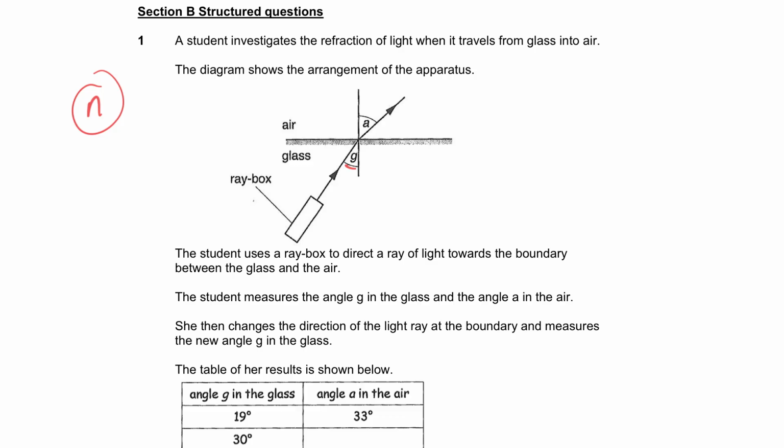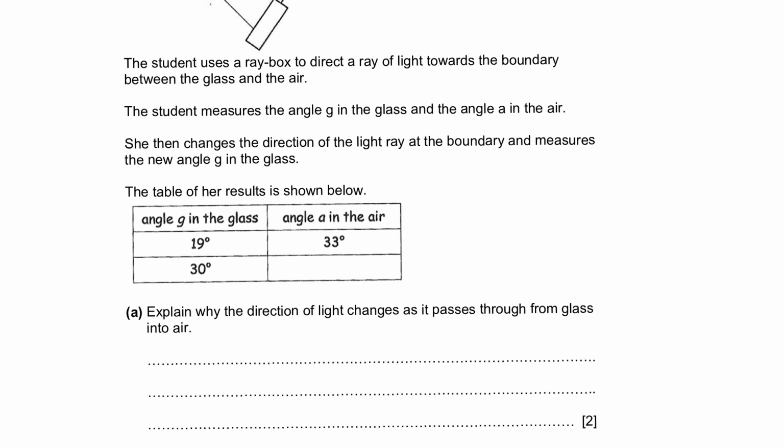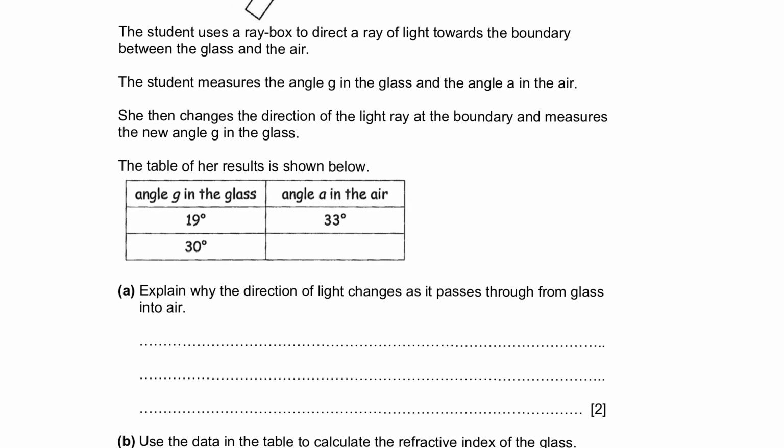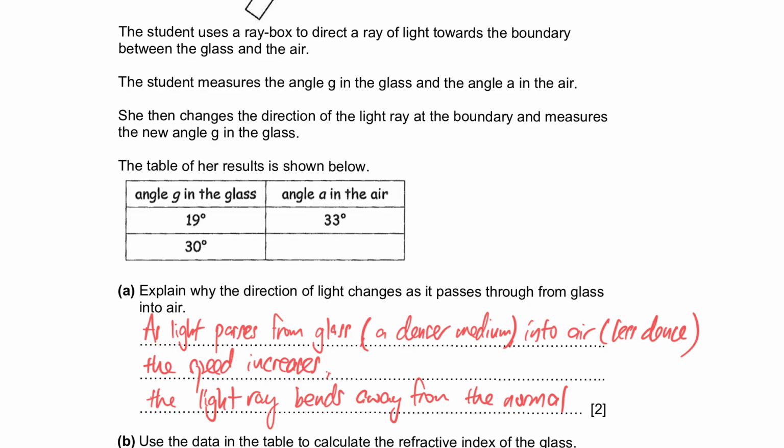All right. So to solve your part A, explain why the light ray changes as it passes from glass to air. Now this is a typical kind of question. Now I've written the answer here. Let's go through the important keywords and concepts that you must put inside your answer. Since they ask you why the direction of the light changes, if you're able to tell me it bends towards the normal or away, you have to tell me that. And in this question it is glass to air.